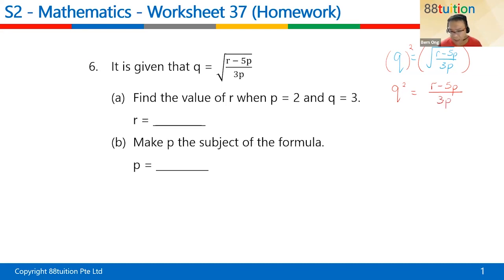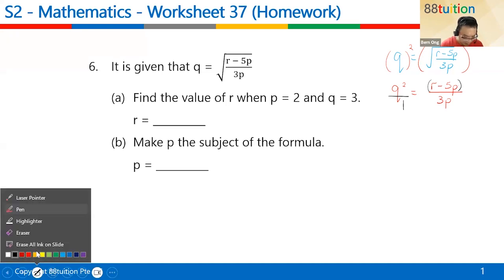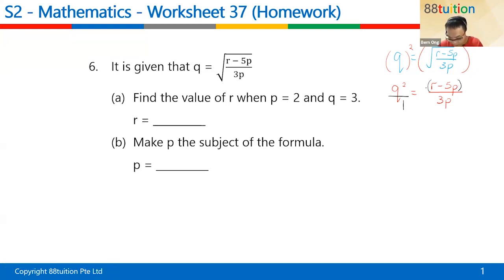I don't like fractions there. So remember that this Q squared is Q squared over 1. You can actually do a cross multiplication. As you can see, I always put on my safety bracket so that I remind myself that they are together. After I cross multiply, I will get R minus 5P times 1 is R minus 5P, and 3P times Q squared is 3P Q squared. Is that okay, children?